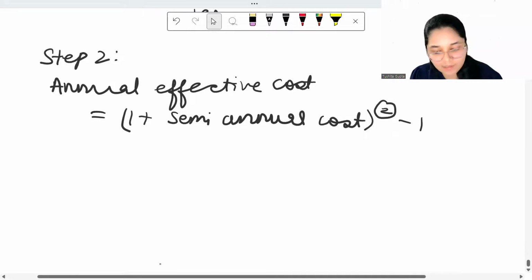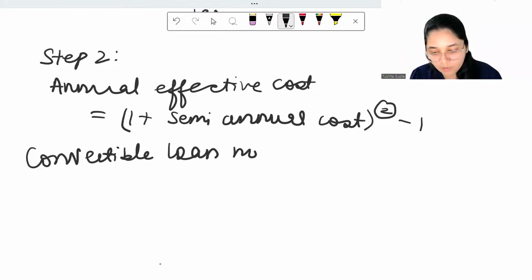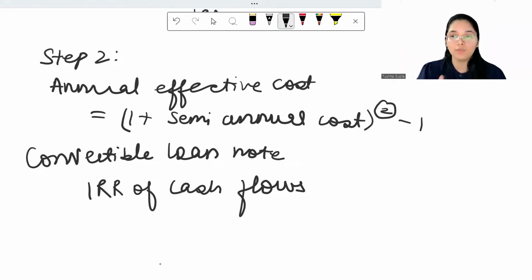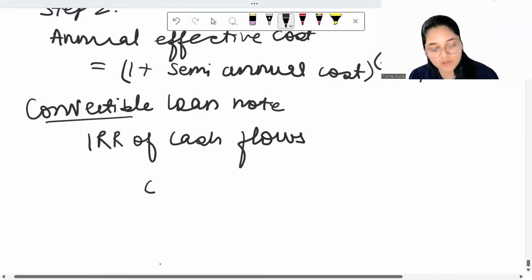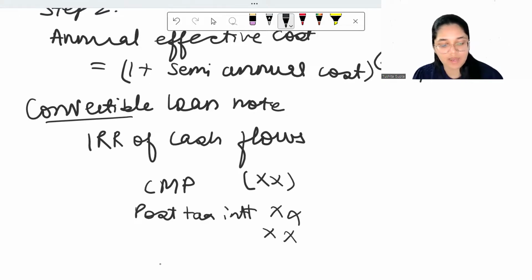Now let's learn about convertible loan notes. So how do you find out the value, the cost of a convertible loan note? Over here, you just have to calculate the IRR of cash flows, similar to what we were doing earlier. But over here, because this is a convertible, you're going to take the current market price, put it as a negative figure. You take all of the post-tax interest as a positive figure for all of the years that you have the interest.